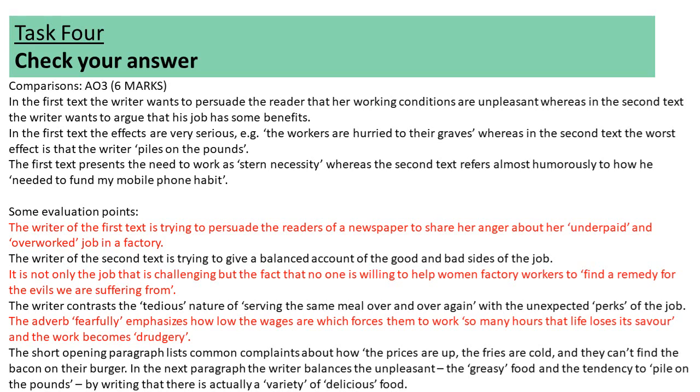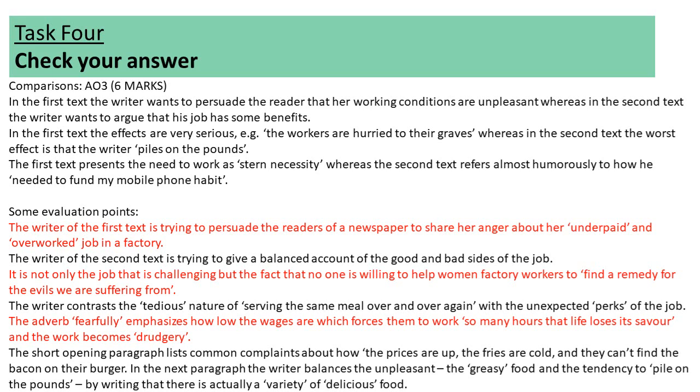Some evaluation points. The writer of the first text is trying to persuade the readers of a newspaper to share her anger about her underpaid and overworked job in a factory. The writer of the second text is trying to give a balanced account of the good and bad sides of the job. It is not only the job that is challenging, but the fact that no one is willing to help women factory workers to find a remedy for the evils we are suffering from. The writer contrasts the tedious nature of serving the same meal over and over again with the unexpected perks of the job. The adverb "fearfully" emphasizes how low the wages are, which forces them to work so many hours that life loses its savour and the work becomes a drudgery.